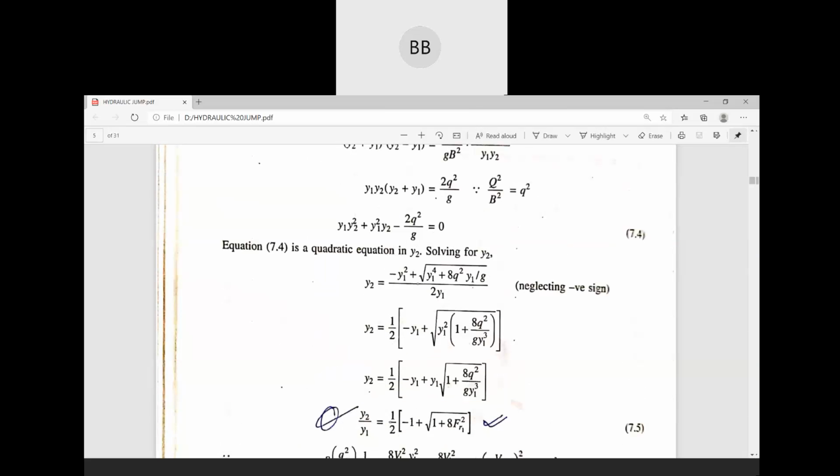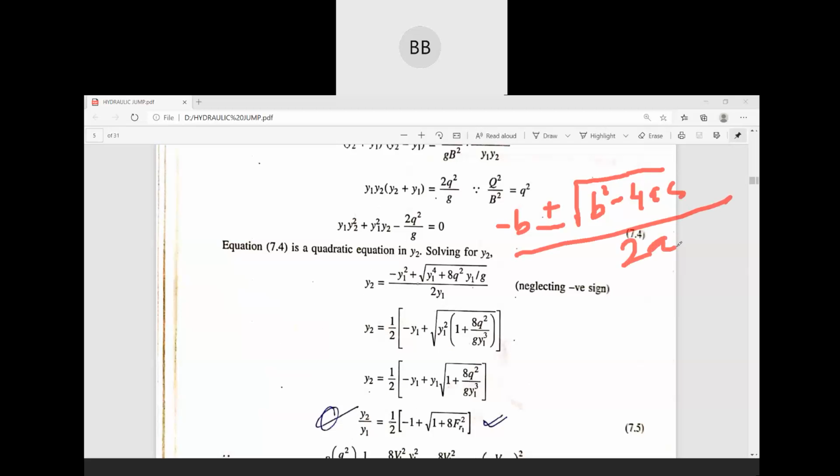Yes, so here in the quadratic equation you can directly use the formula minus b plus minus root over b square minus 4ac by twice a. So this equation you can do, and if you further solve, you will get this expression. So this is the final expression. In the first case they have neglected the minus term, they have taken the addition one.